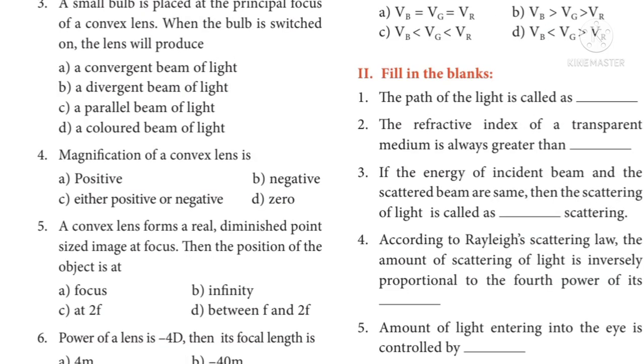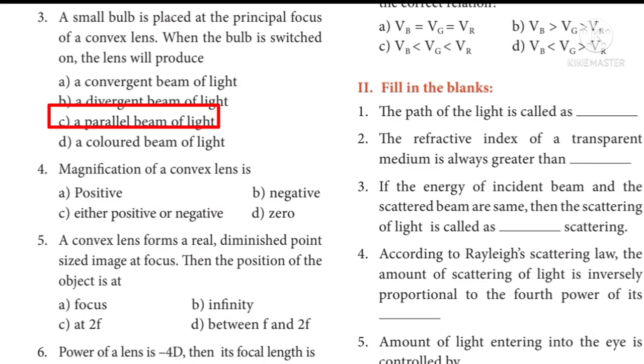Third question: a small bulb is placed at the principal focus of a convex lens. When the bulb is switched on, the lens will produce options: A, a converged beam of light; B, a diverged beam of light; C, a parallel beam of light; D, a colored beam of light. The answer is option C, a parallel beam of light.